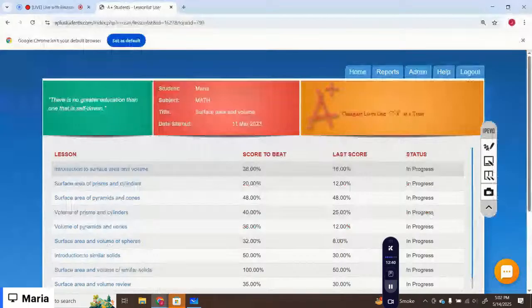Okay, here I'm on grade 10. What we're on right now is surface area and volume. Let's just start with the lesson. Introduction to surface area and volume.